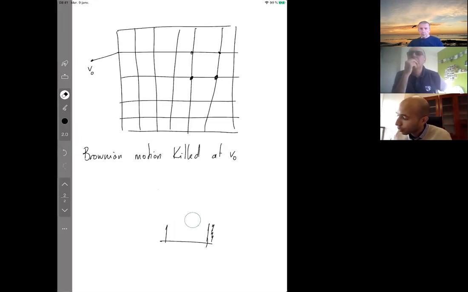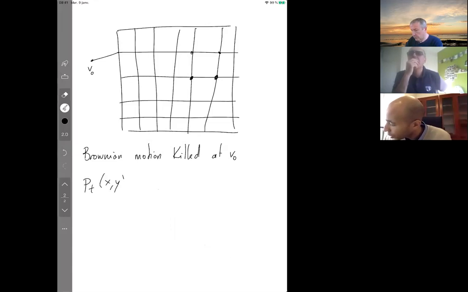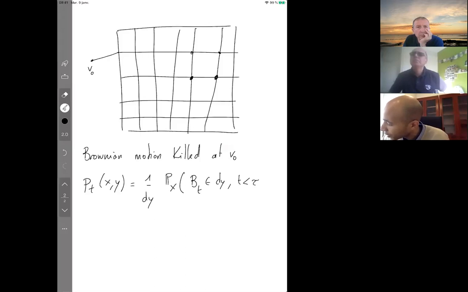And so if I have a Brownian motion, I can define the probability transition densities. So that's the probability, starting from a point x, that my Brownian motion at time t is at y. And you suppose that at time t, you didn't hit V0.